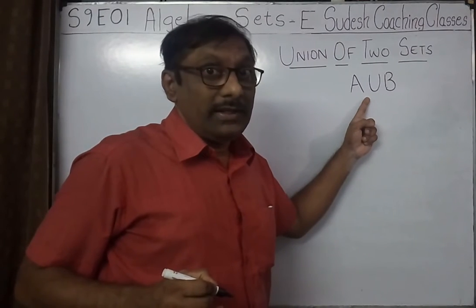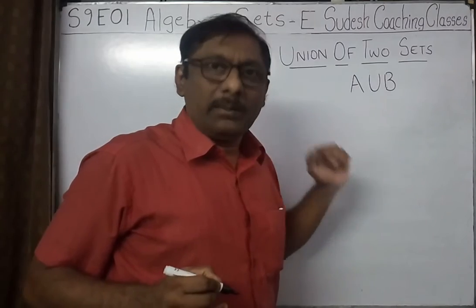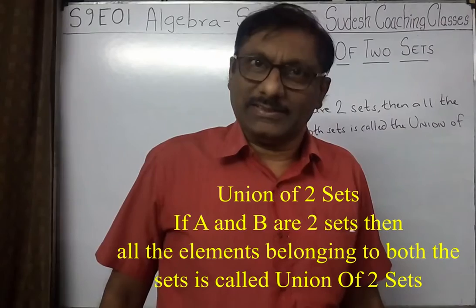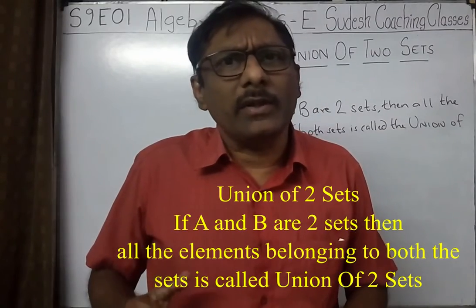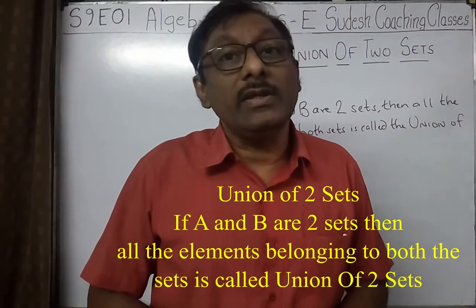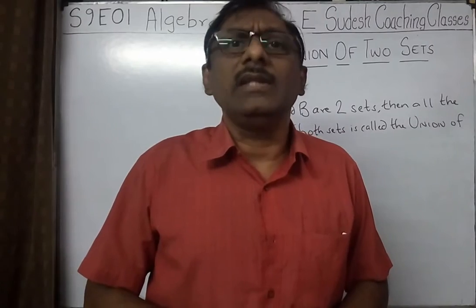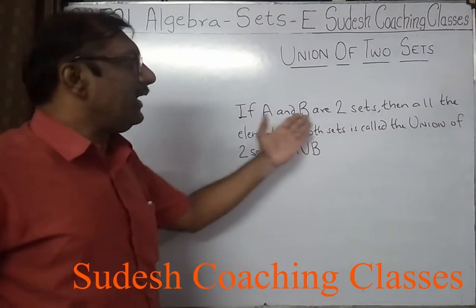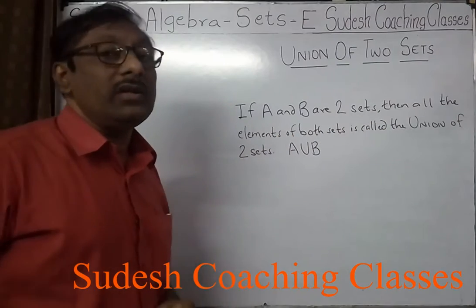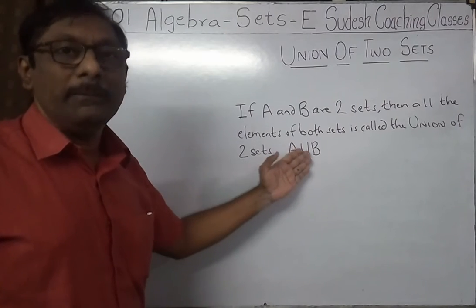Now this ∪ is not the universal set, okay? It's just union. Let me give you the definition. If A and B are two sets, then all the elements belonging to both these sets together is called a union of sets. It is written as A union B. Here it is. If A and B are two sets, then all the elements of both sets is called a union of the two sets, represented by A ∪ B.